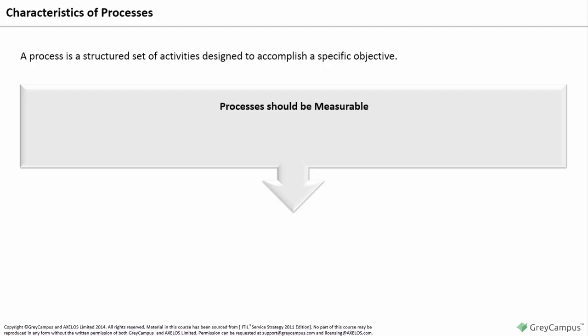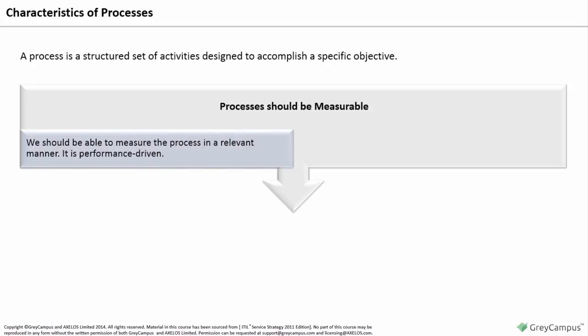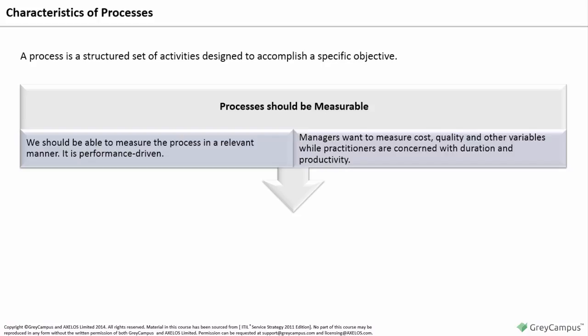Process characteristics include: processes should be measurable. We should be able to measure the process in a relevant manner. It is performance-driven. Managers want to measure cost, quality, and other variables, while practitioners are concerned with duration and productivity.